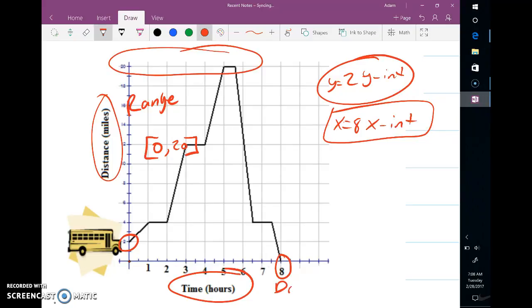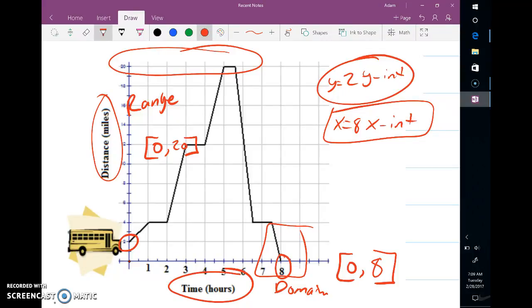When we talk about domain, can you have negative time? No, that doesn't make sense. So we're beginning at 0. And then after that, time goes on forever, right? But don't get confused. In our particular example, we do not go past 8. That's as much time as we use in our example.